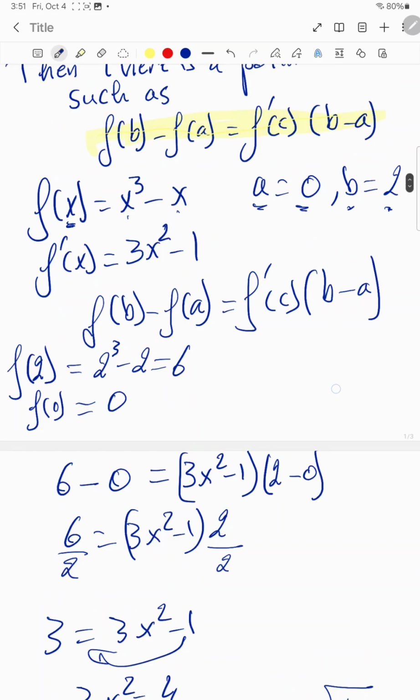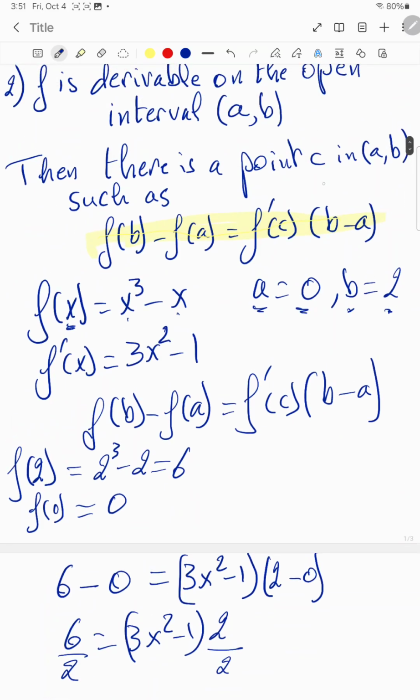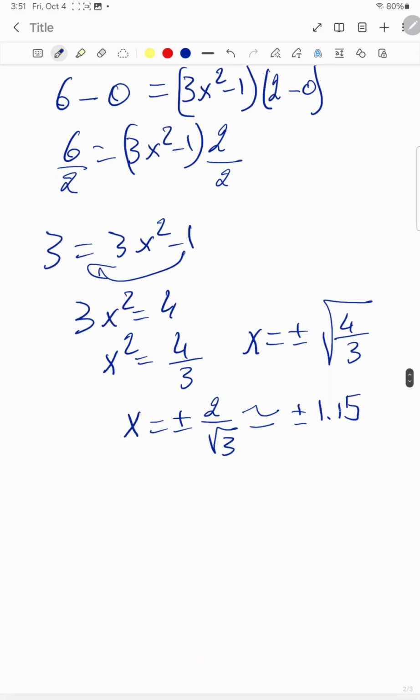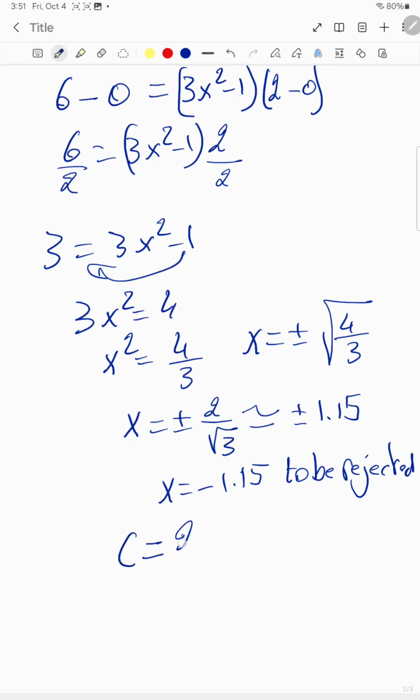But that point C should be between A and B. So minus 1.15 is not between 0 and 2. 1.15 is between 0 and 2. So x equals minus 1.15 is to be rejected. So my C should be equal to 2 divided by square root of 3, which is almost equal to 1.15.